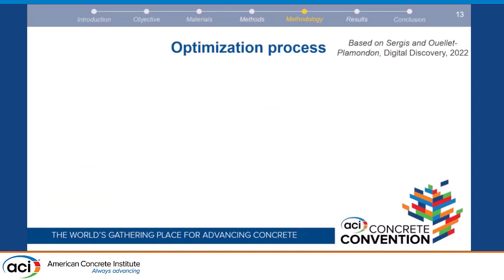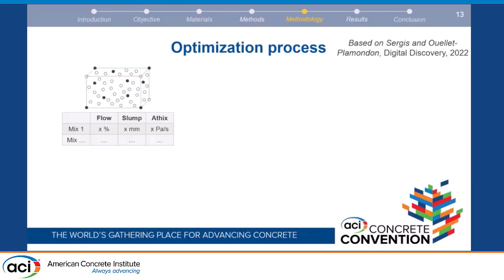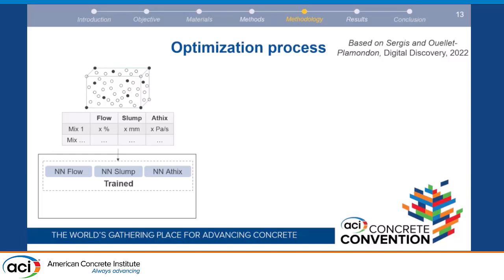So now for the fun part, the optimization process is based on a publication from Vassilis Sargis and Claudiane Ouellet-Plamondon published in Digital Discovery. So we rely on the collection of experimental data through an optimal design of experiments. So we use these experimental data to train artificial neural networks, along with which I include a parameterized LCA model.